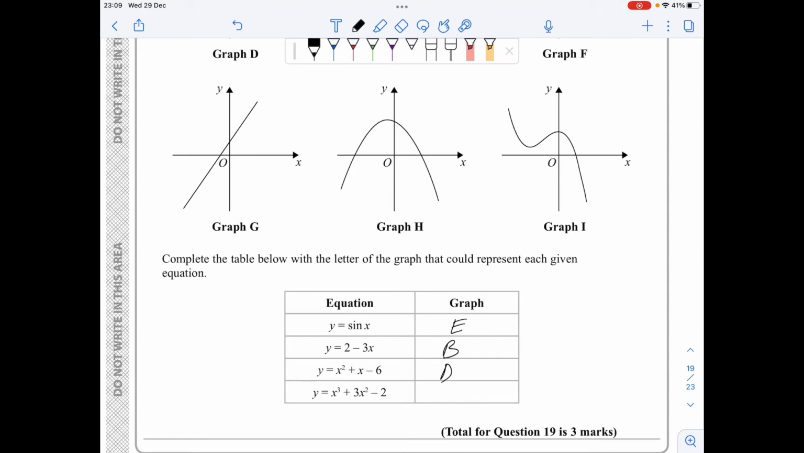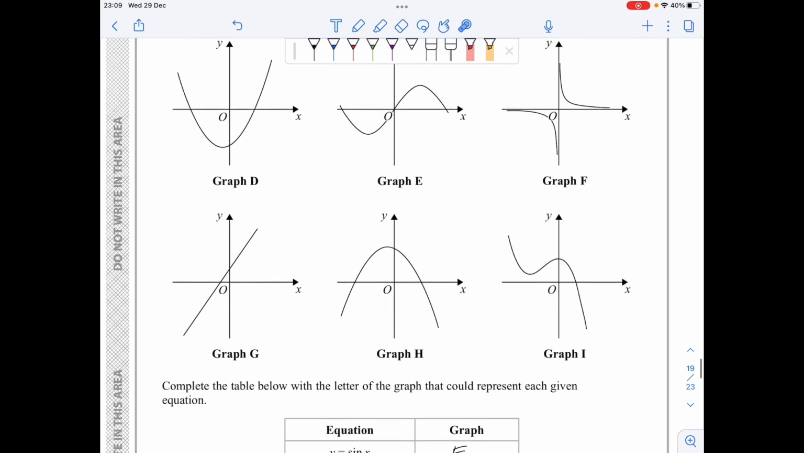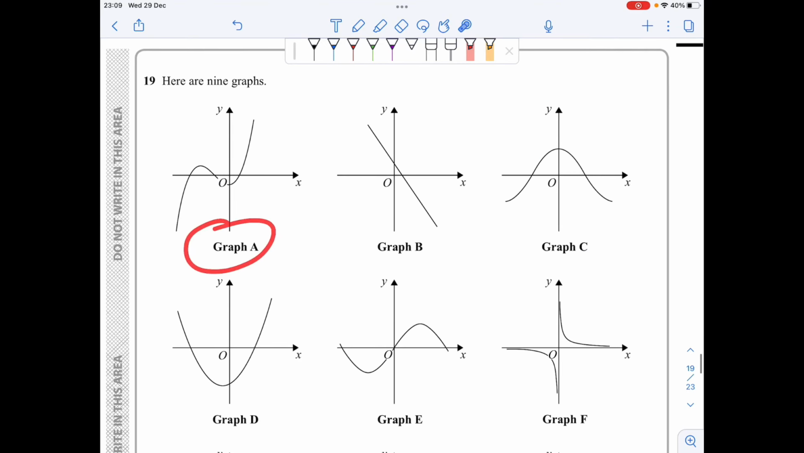And the last one is a cubic one. The coefficient of x cubed is positive. So a positive cubic looks like this. And from my list, this is graph A.